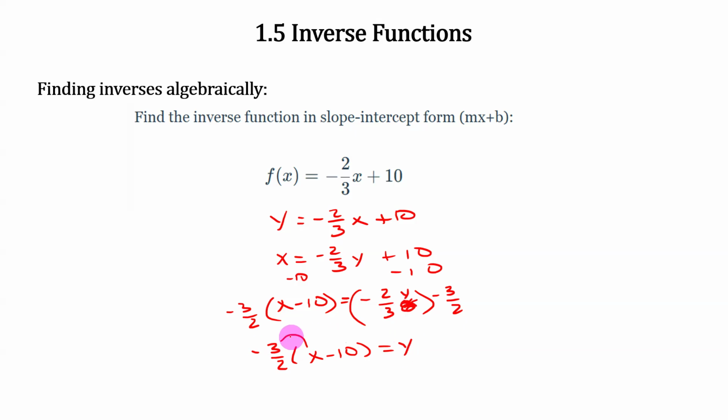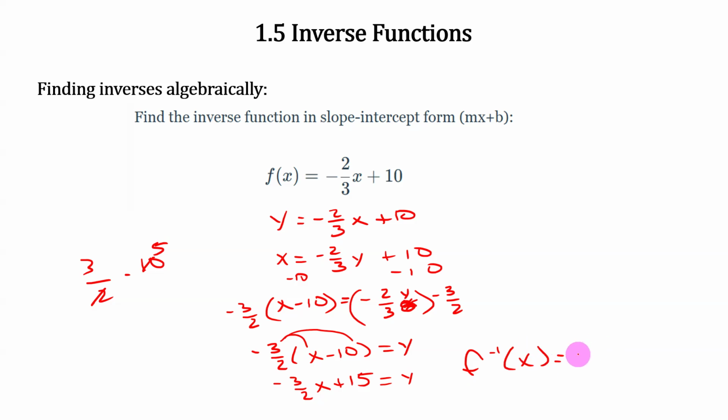Now I'm going to do my distribution. So negative 3 over 2 x, and then 3 over 2 times 10. That'll become 5. 3 times 5 is 15. Negative times negative, positive. So f inverse of x equals negative 3 over 2 x plus 15. There you go. There's inverses.